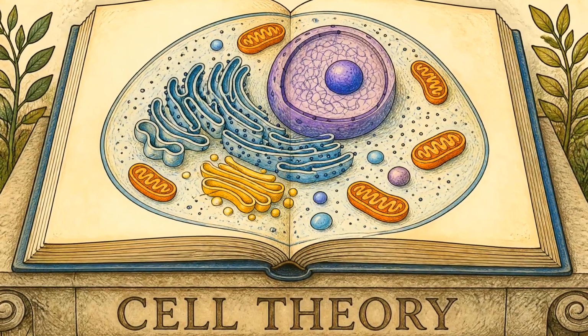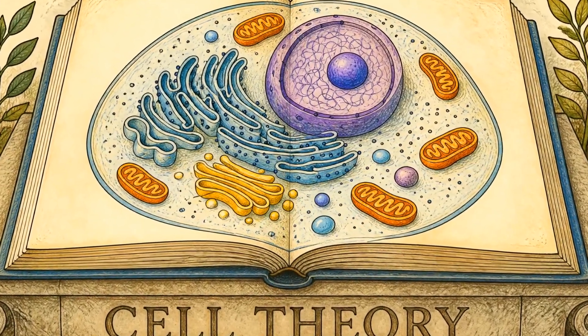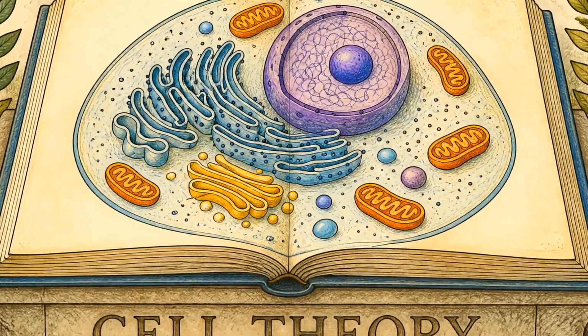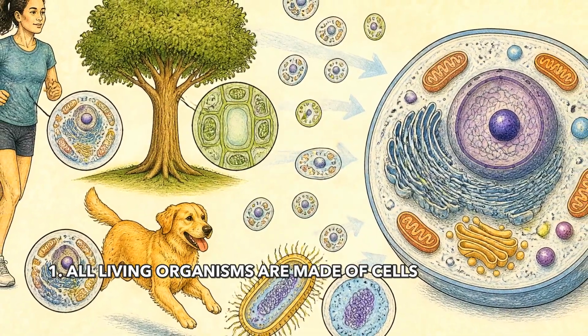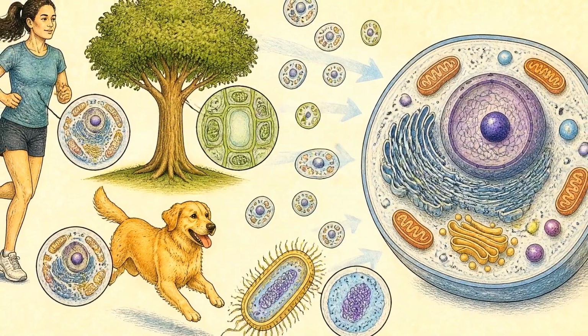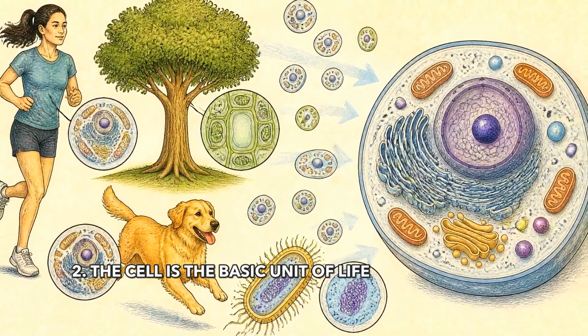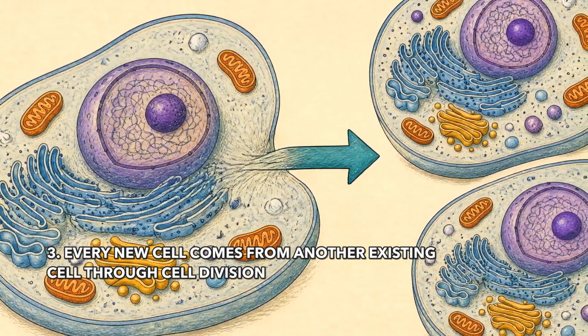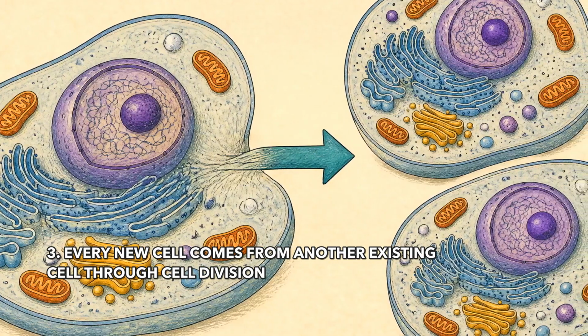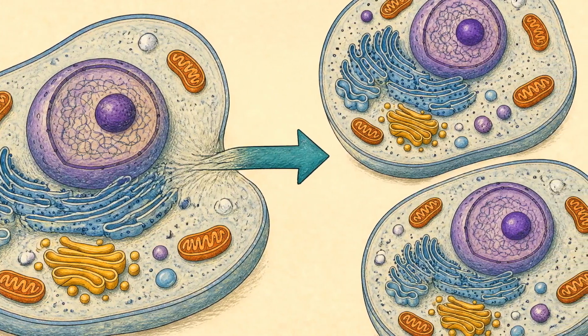Scientists summarize this idea with the cell theory, one of the foundations of biology. It states three things. First, all living organisms are made of cells. Second, the cell is the basic unit of life. And third, every new cell comes from another existing cell through cell division. Now, let's look inside of one.